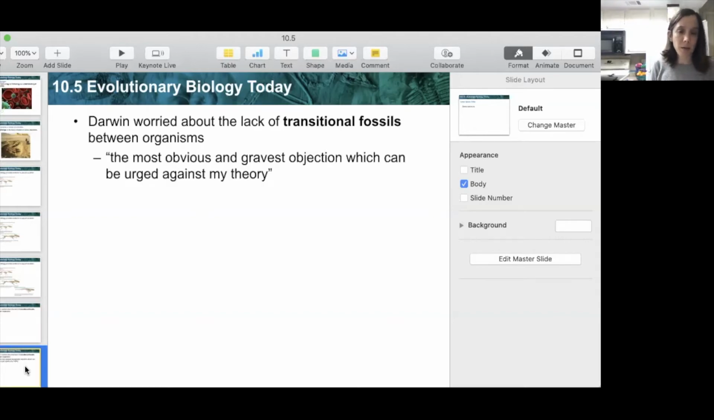But he didn't see that. And he wrote in his book that the most obvious and gravest objection which can be urged against my theory is the lack of fossils that show links between animal species.